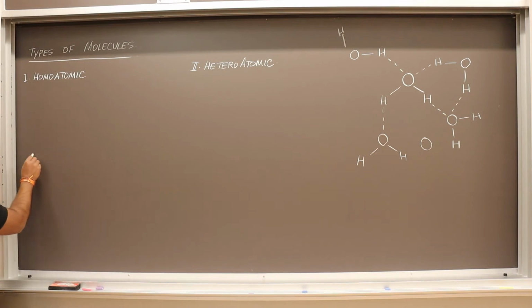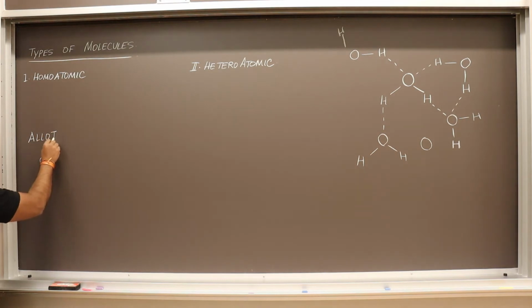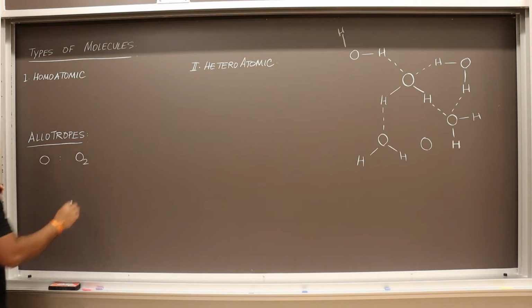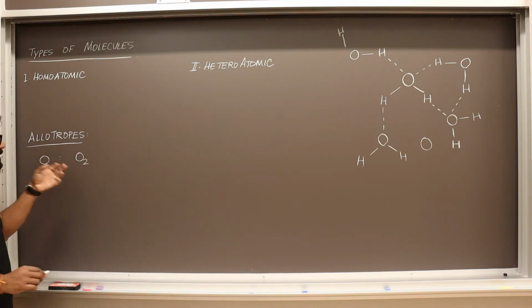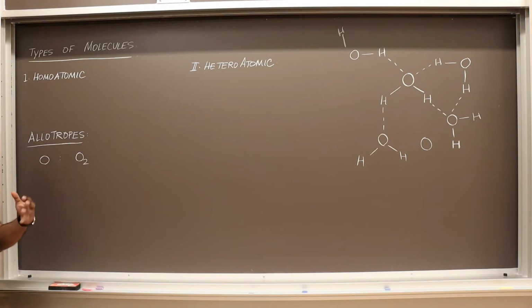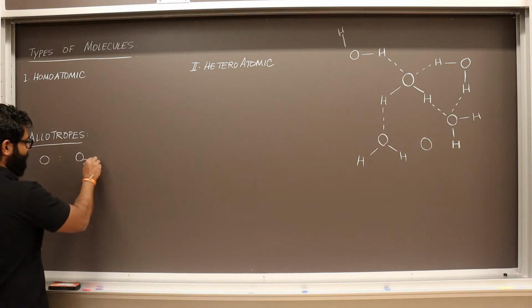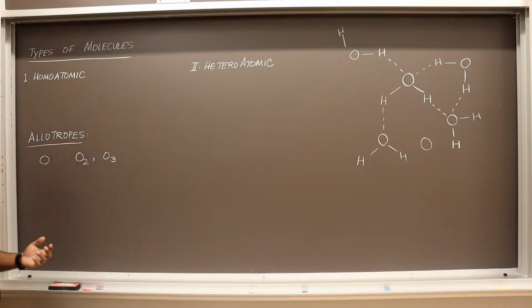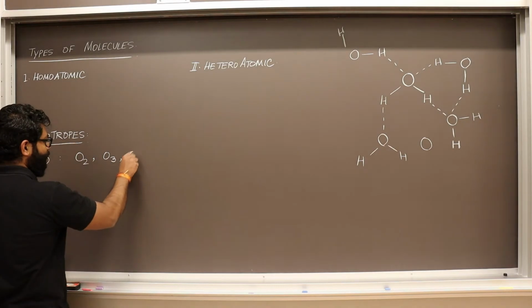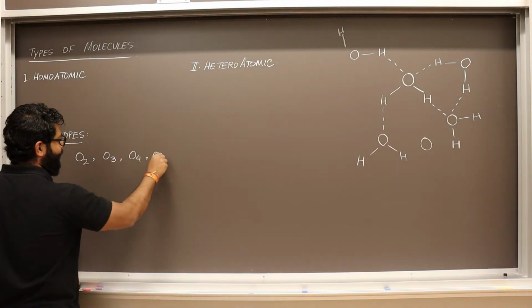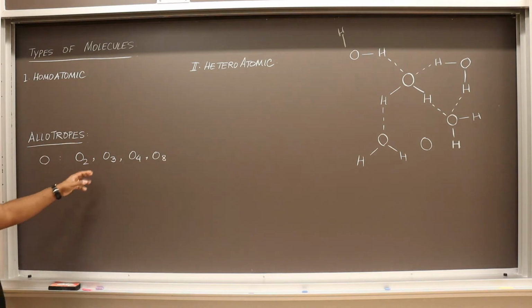So, if you have oxygen atoms, now two oxygen atoms can come together and can give you the oxygen molecule, the dioxygen molecule. It can become O3, right, and become ozone. It can also become O4 or O8. So all of them are made up of oxygens.